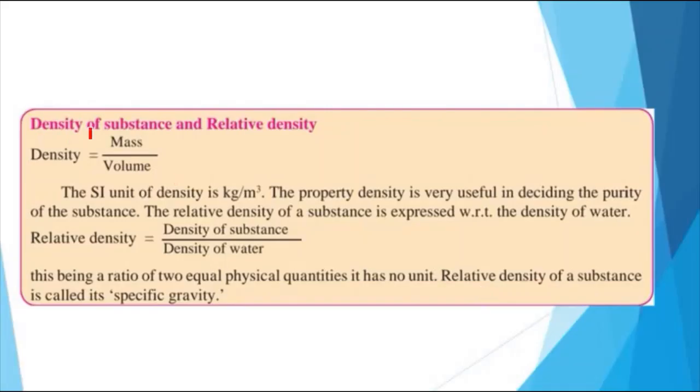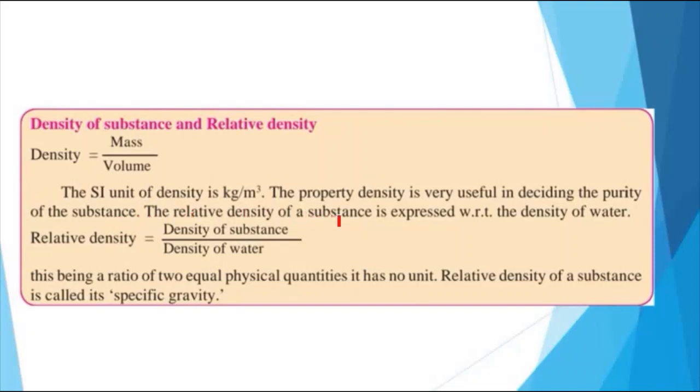Now, density of substance and relative density. We know that density is equal to mass upon volume. The SI unit of mass is kilogram and that of volume is meter cube. Hence, the SI unit of density is kilogram per meter cube. The property density is very useful in deciding the purity of the substance.